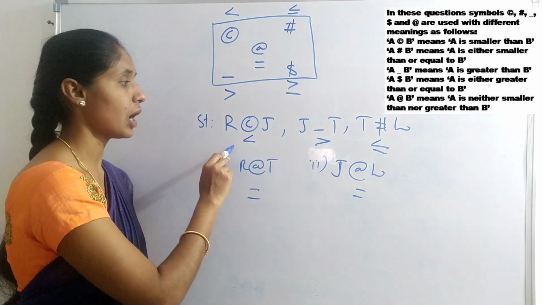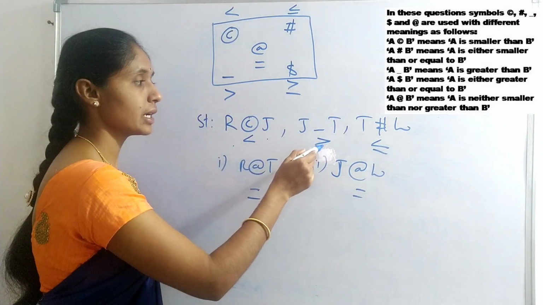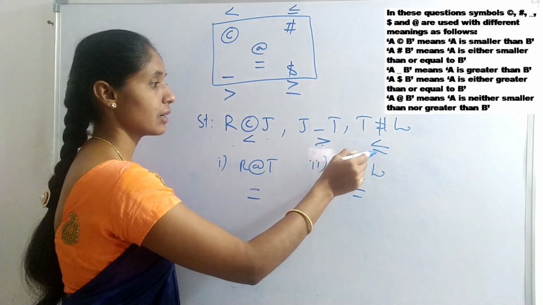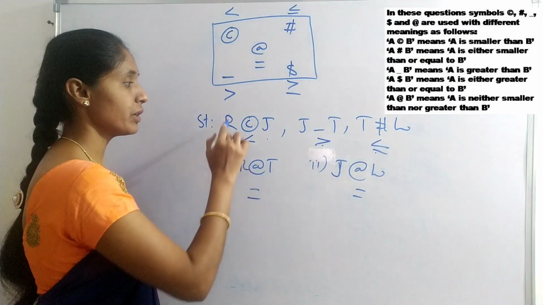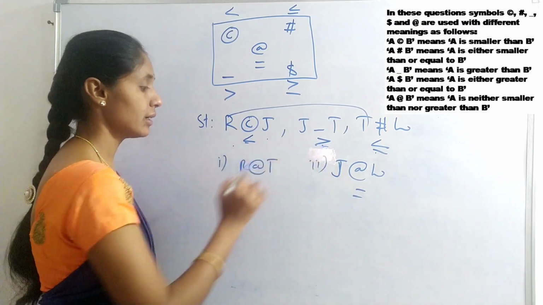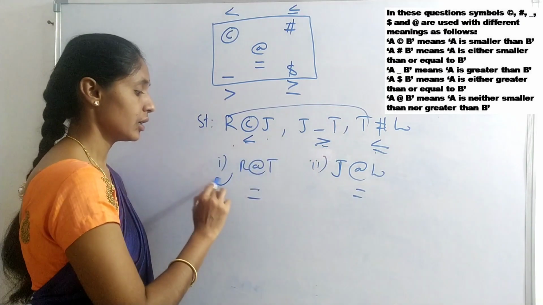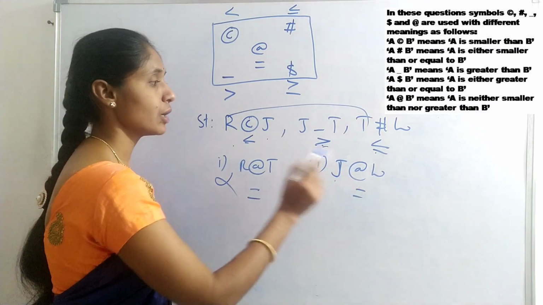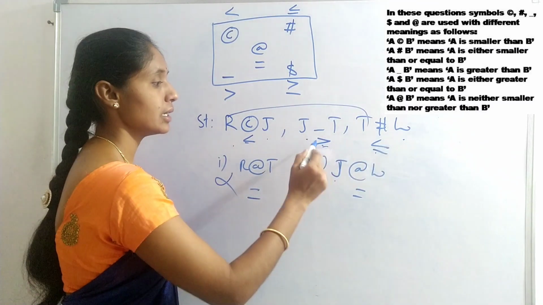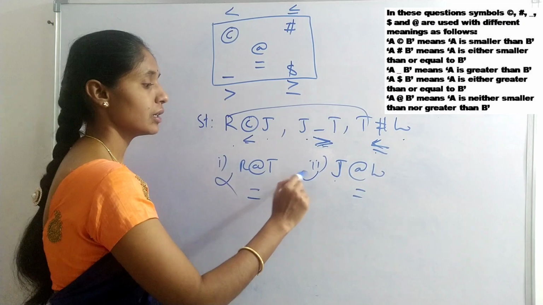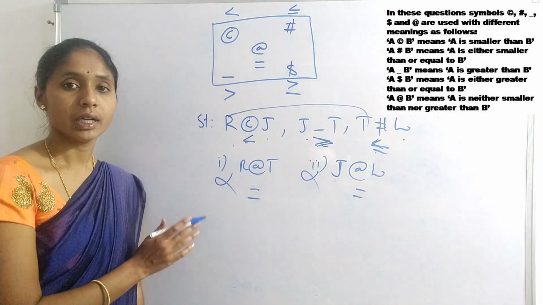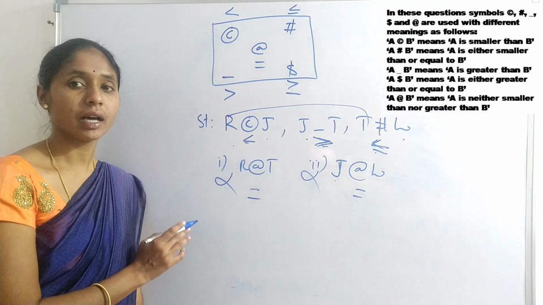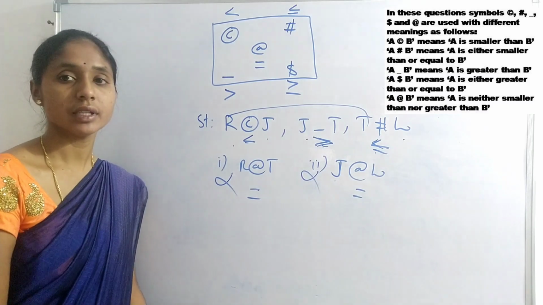First conclusion: R less than J. J greater than T, T less than or equals to L. So between R and T, greater than, less than, sorry, less than, greater than, no relation can be found. Here J equals L. J is here, L is here. Greater than, less than: no relation. Neither conclusion 1 nor 2 is true for this question.